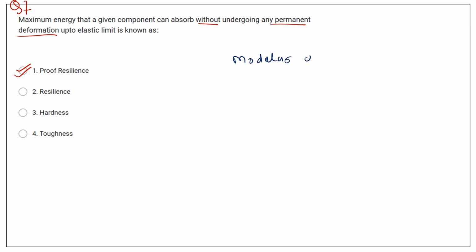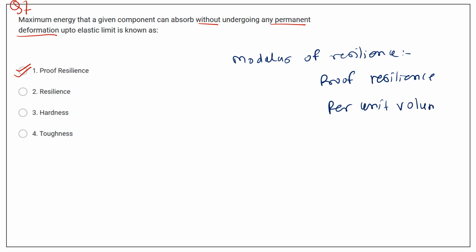Modulus of resilience depends upon this proof resilience. Proof resilience per unit volume is nothing but the modulus of resilience. Okay, then the next question.